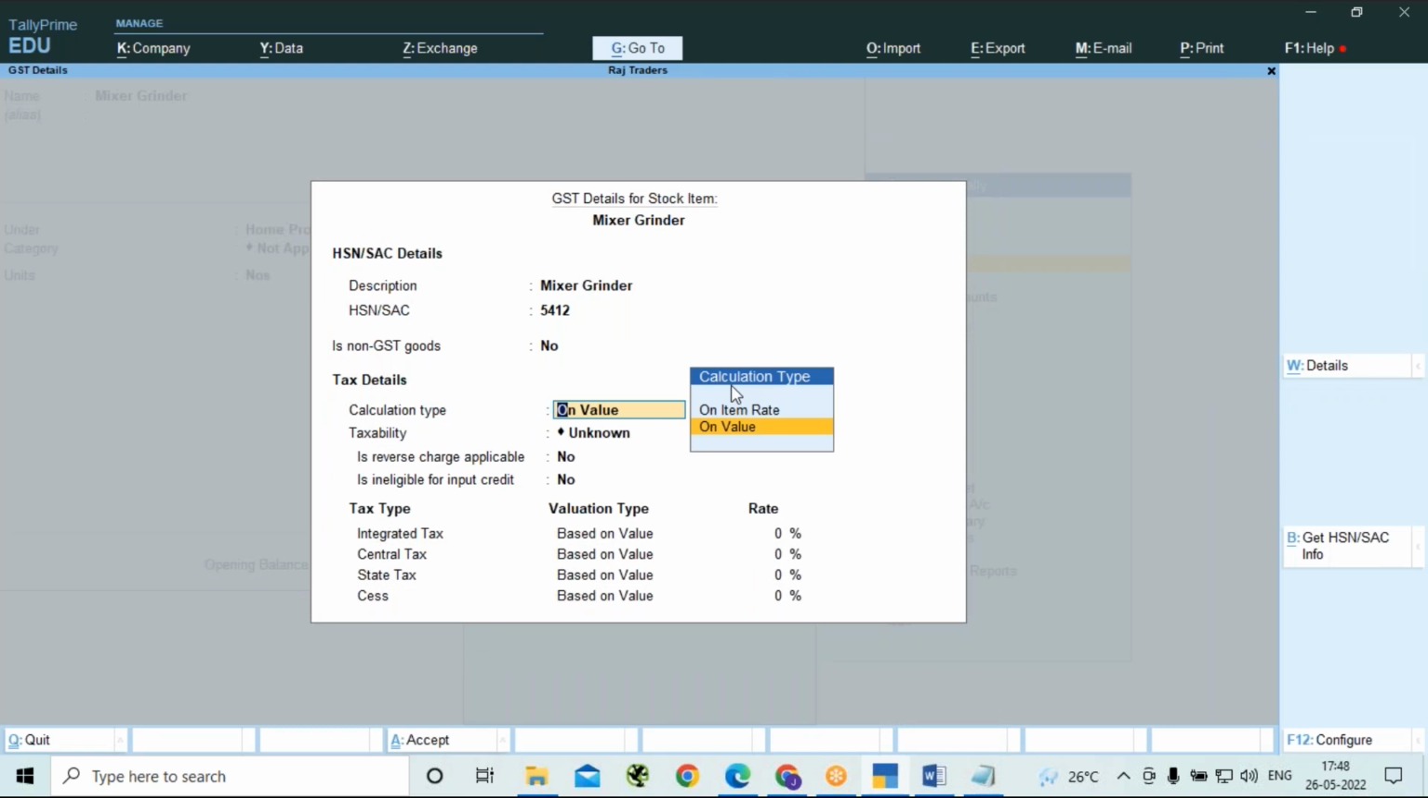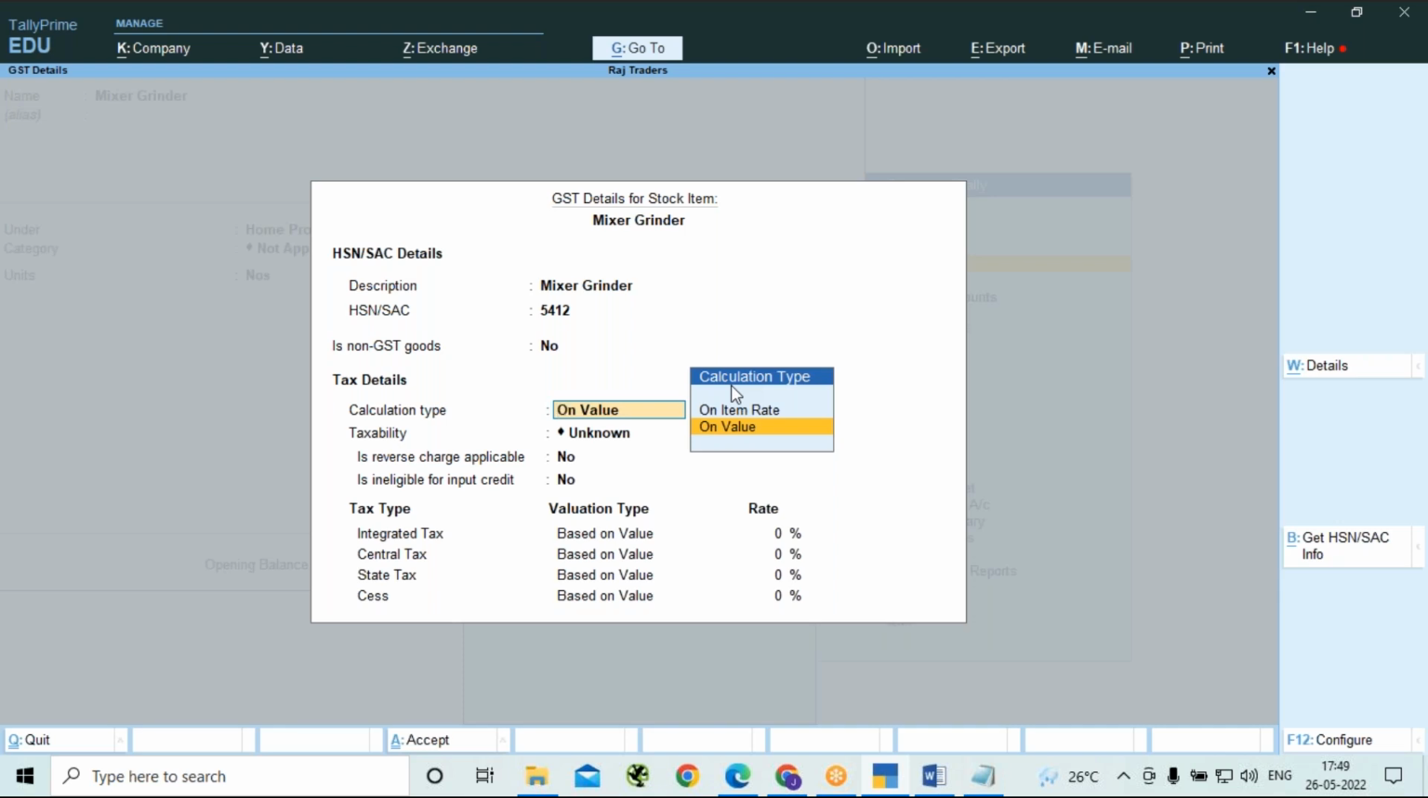So always keep it as on value. When do we choose it as on item rate or on value? Means when you have a stock item where the GST rate is applicable for any quantity you are going to buy or sell at whatever the rate. For example, there are certain stock items where it depends on the particular value, for example, if the item value is lesser than 1000, the tax rate will be 5%.